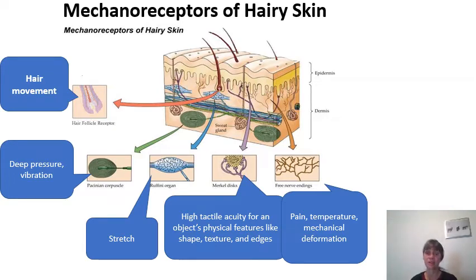And then we have free nerve endings that extend up into the epidermis, which this picture does not show accurately, and they are for pain, temperature, and mechanical deformation, as well as nociception.